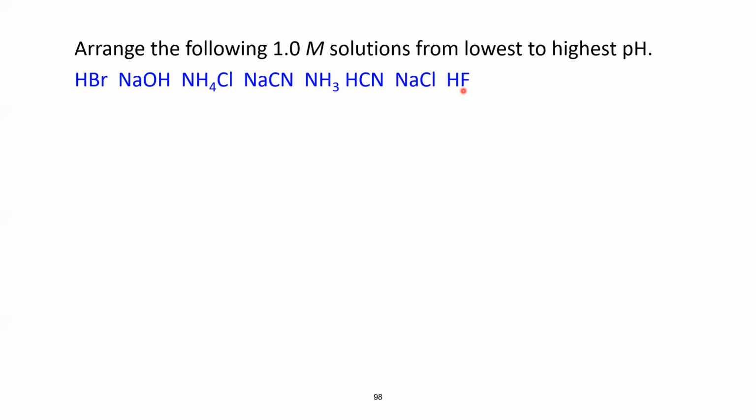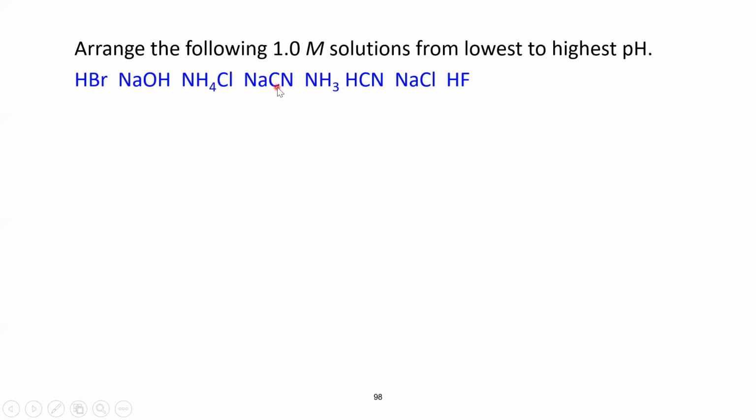So those are the kinds of things we have to think about. The strong acid is going to have the lowest pH. And the strong base is going to have the highest pH. Okay, so we know that this is going to be first and this is going to be last. The sodium chloride is a neutral salt. So that's going to be somewhere in the middle. Hydrofluoric acid is just a weak acid. Okay, so it's going to be on the lower side of the pH scale. Hydrocyanic acid is a weak acid. It's going to be on the lower end of the pH scale. Ammonia is a weak base. It's going to be on the higher end of the pH scale.